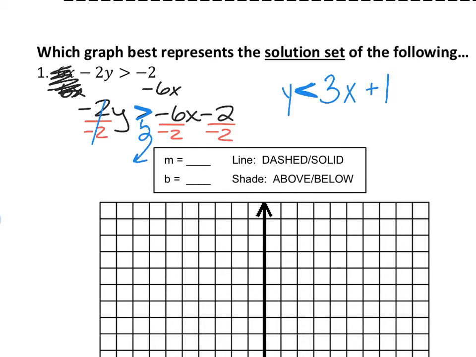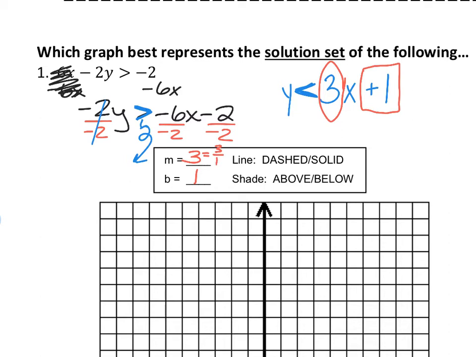The 3 is my slope. Let's box our y-intercept. Our y-intercept is 1, which means this is where I begin, and the slope is how I'm going to move. Now, my move number is typically a fraction. So right now, what is 3 written as a fraction? 3 over 1.